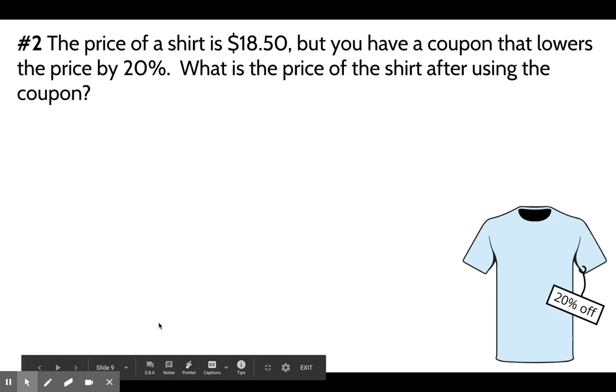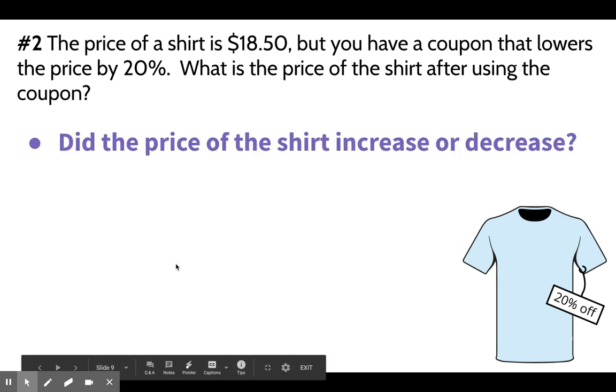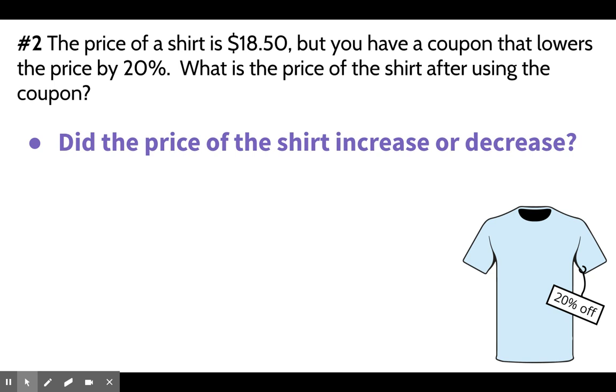So let's look at number 2. It says the price of a shirt is $18.50, but you have a coupon that lowers the price by 20%. What is the price of this shirt after using the coupon? The first thing we want to know is, is the price of the shirt going to increase or decrease? Let's put increase or decrease in the chat.